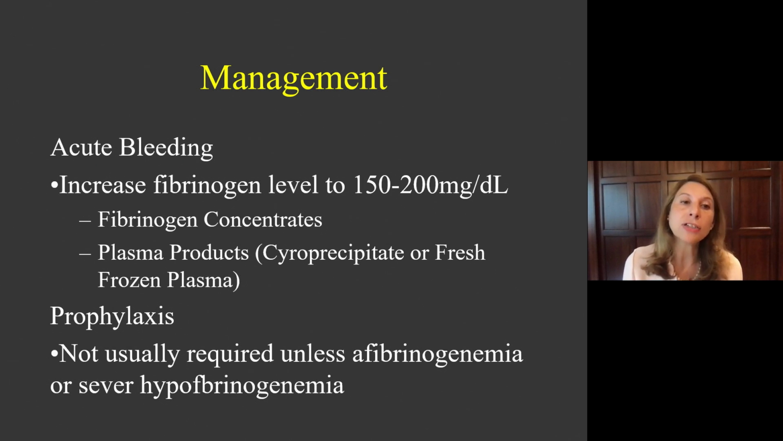So how do we manage these patients? We usually only need to manage them when they have episodes of acute bleeding. You need to increase their fibrinogen level to 150 to 200, depending on the type of procedure they're having. And you can do that using fibrinogen concentrates or sometimes plasma products such as cryo or fresh frozen plasma. Prophylaxis is not usually required unless they have afibrinogenemia, so no fibrinogen, or severe hypofibrinogenemia.